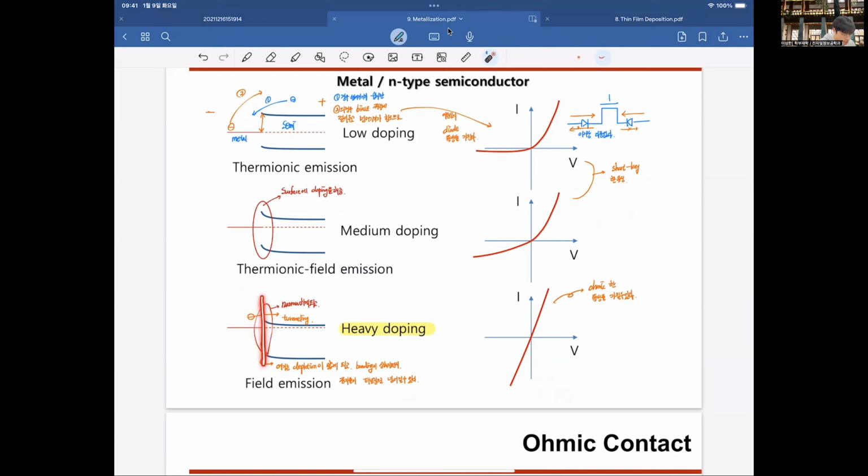So we solve this problem. We use heavy doping into the surface. It makes the energy band bend more, and electrons tunnel to the other material. So the function of the diode is removed, then it has an ohmic characteristic. So this graph is what we call an ohmic characteristic.